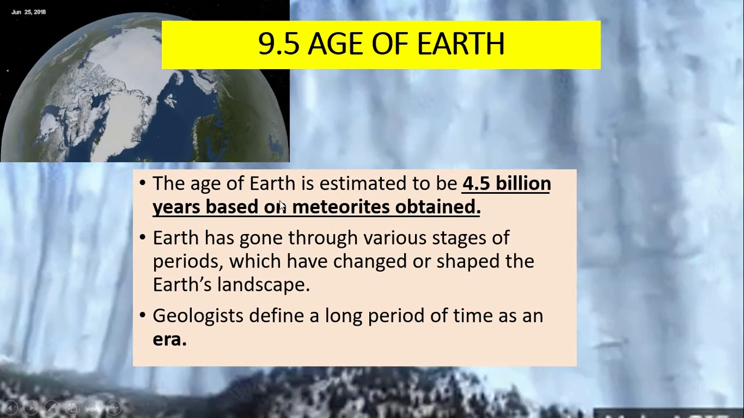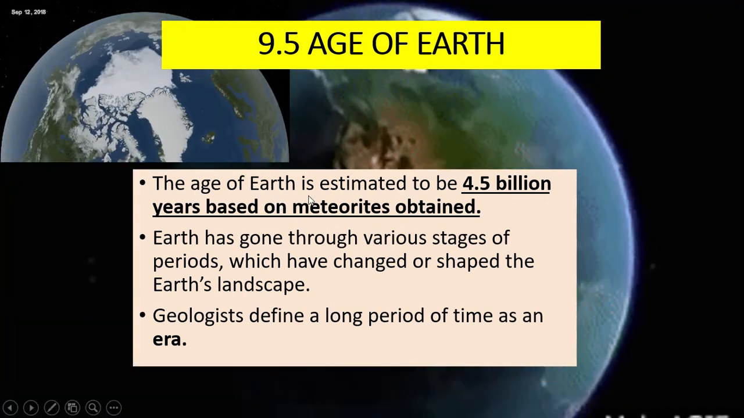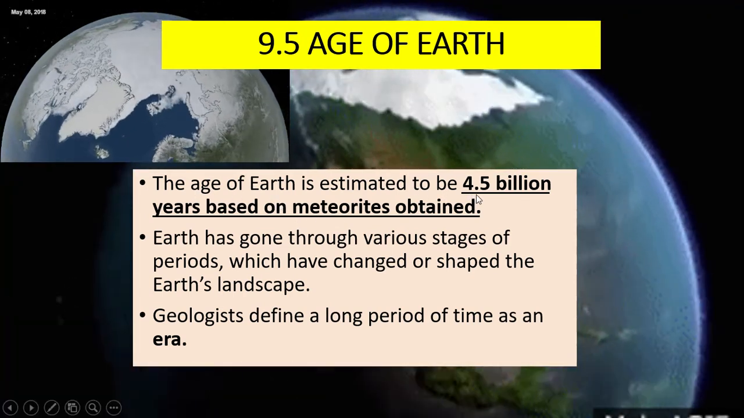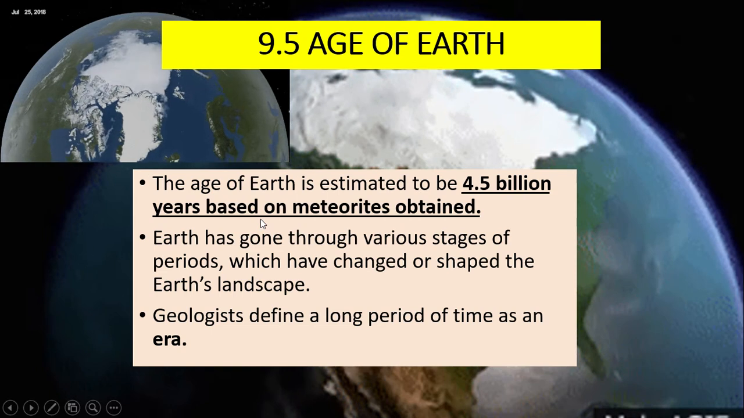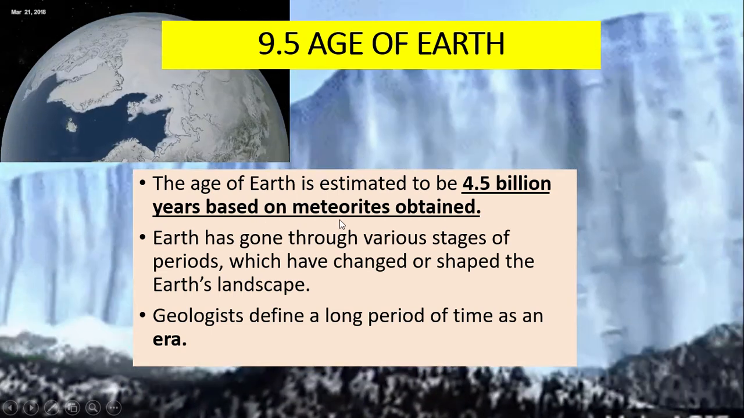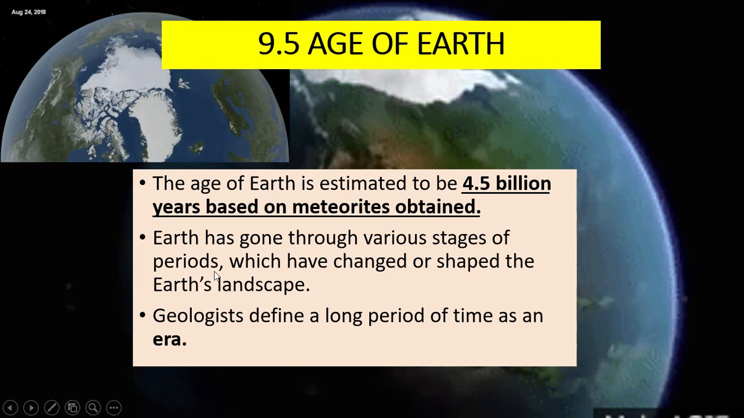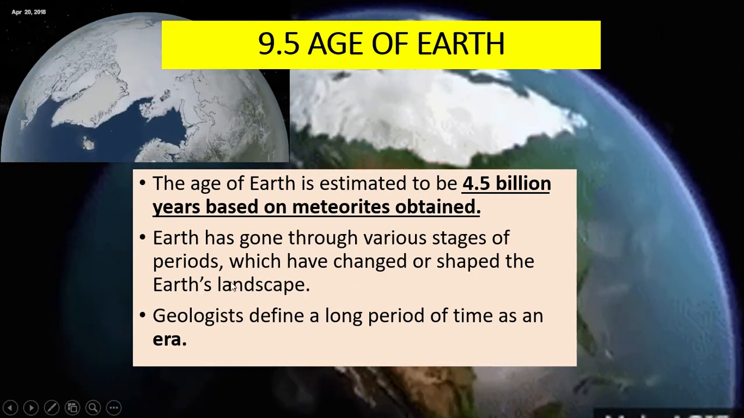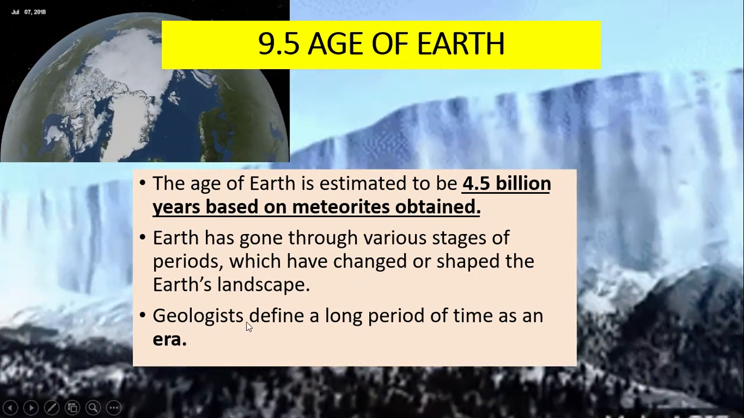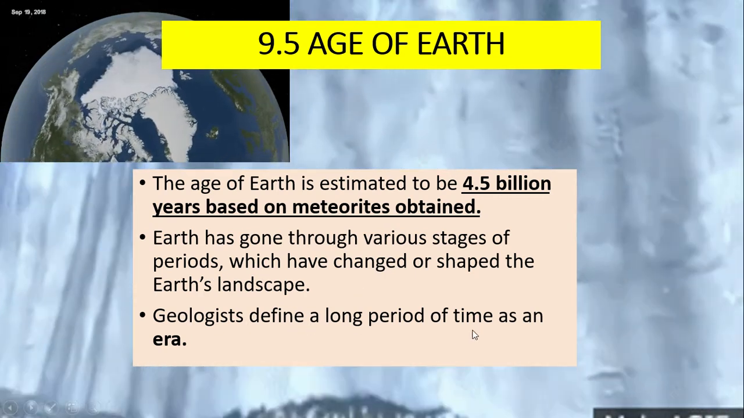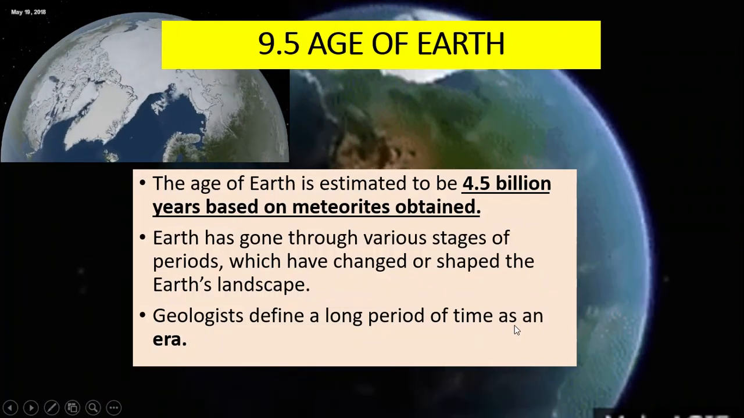Okay, next we move to 9.5, which is age of Earth. The age of Earth is estimated to be 4.5 billion years based on meteorites obtained. Earth has gone through various stages of period which have changed or shaped the Earth landscape. Geologists define a long period of time as an era.